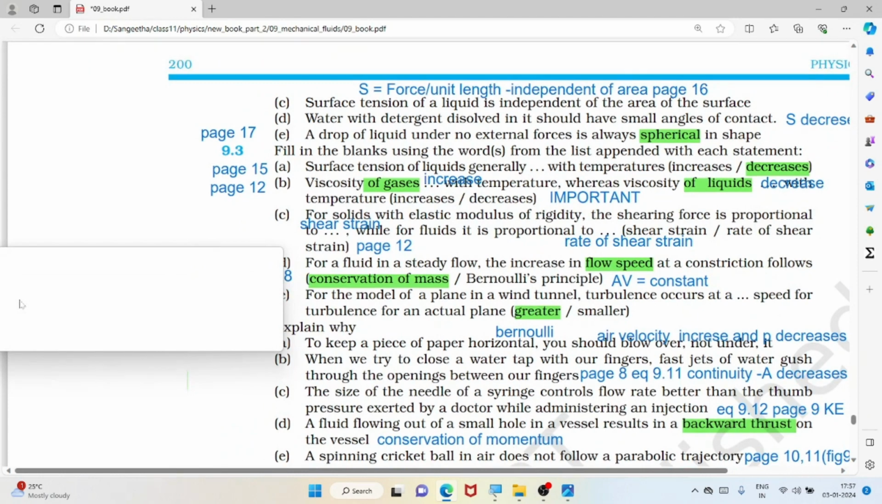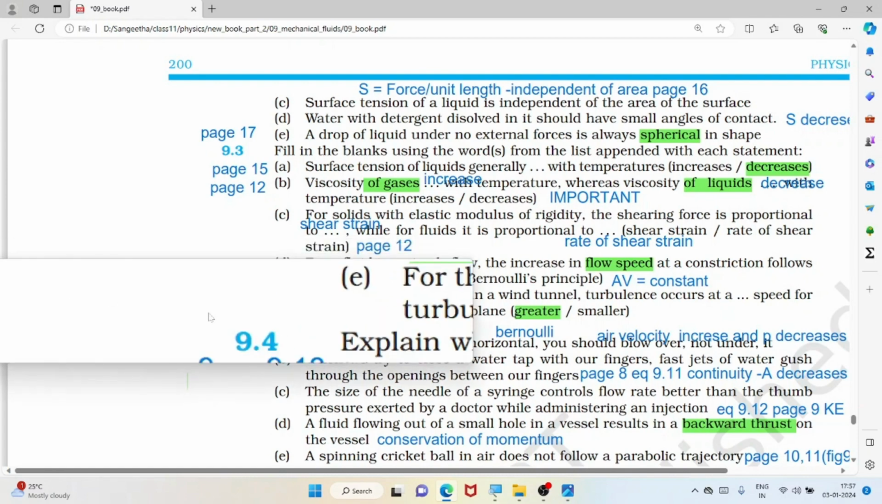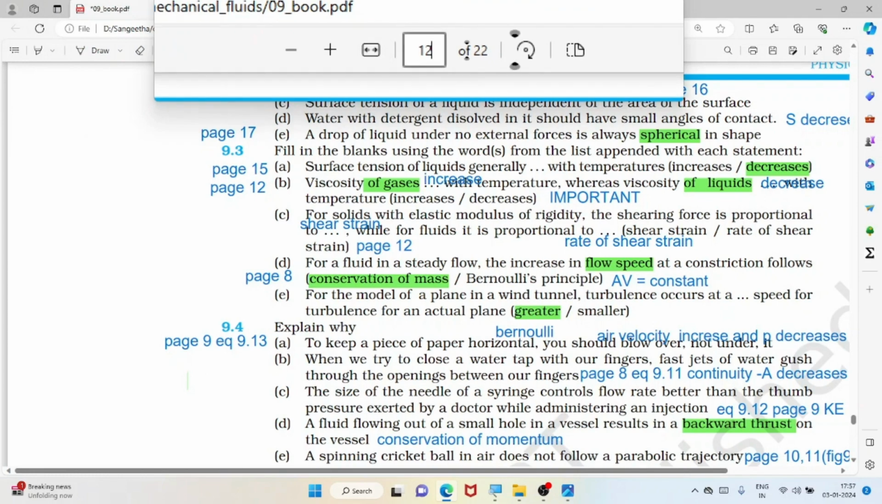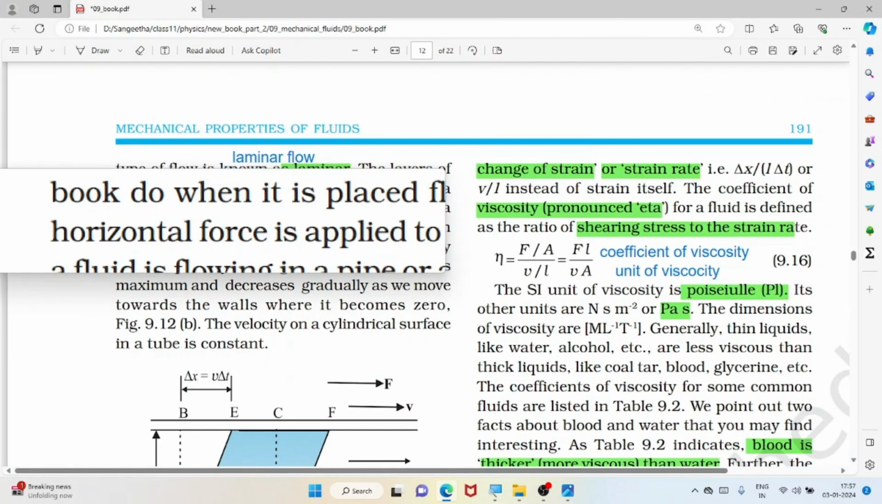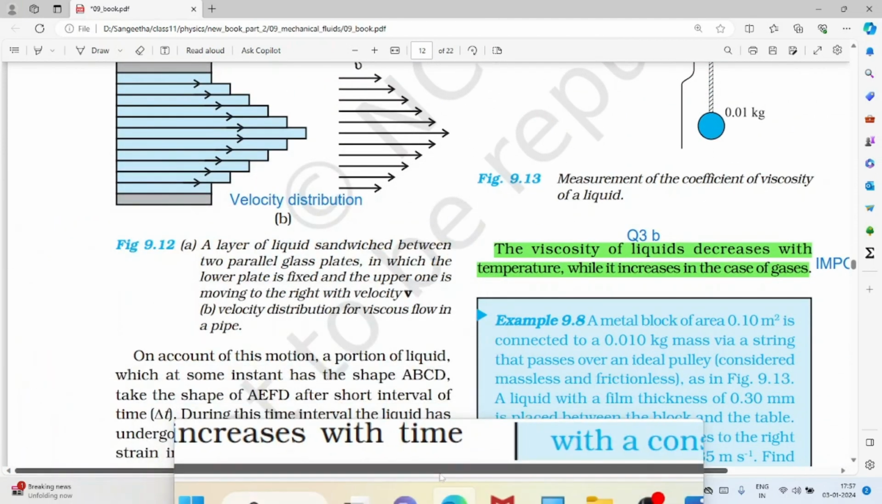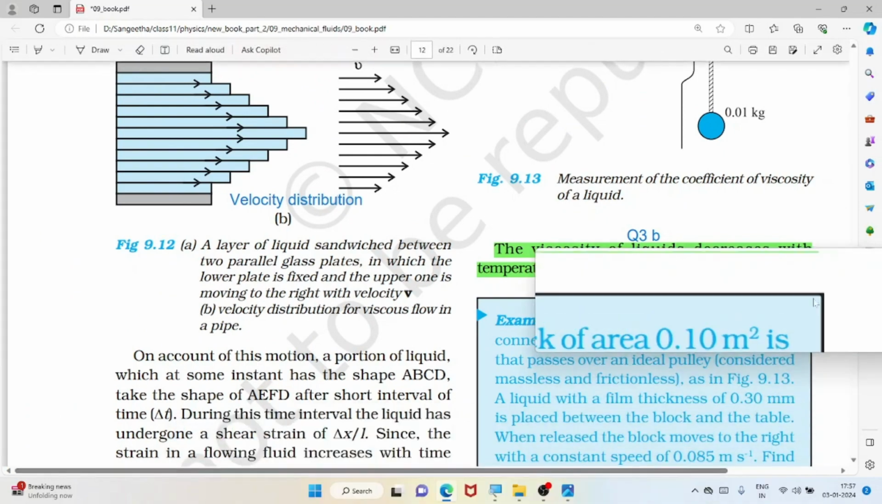Fill in the blanks using the words. Surface tension of a liquid generally decreases with temperature. Viscosity of gases increases with temperature, whereas viscosity of a liquid decreases with temperature. I already showed you. See here, the viscosity of a liquid decreases with temperature, while it increases in the case of a gas.